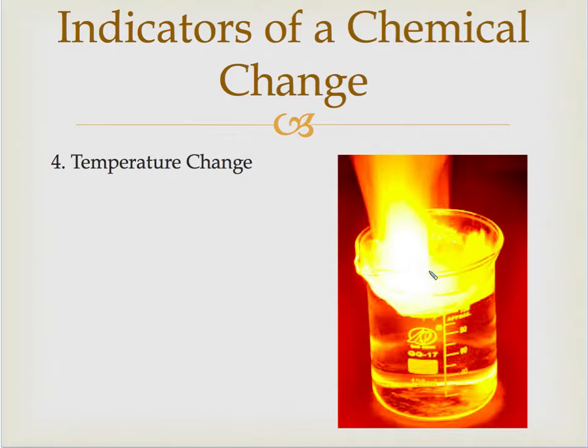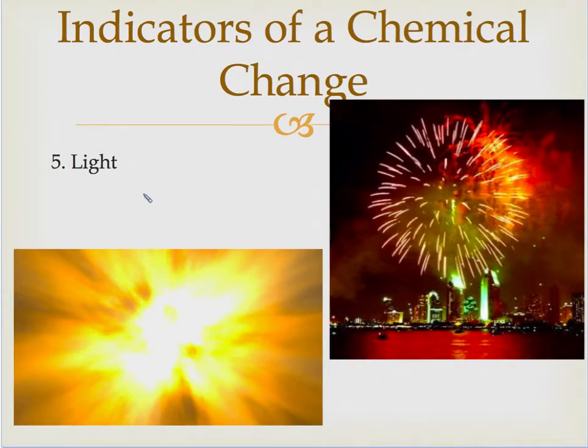Temperature change. If you mix two substances and they get hot or cold, that is a chemical change. You've mixed two things and you haven't just added heat or put it in the freezer. Those are not chemical changes. But when you mix two things at room temperature and all of a sudden they get hot, that is a chemical change. It may give off light.